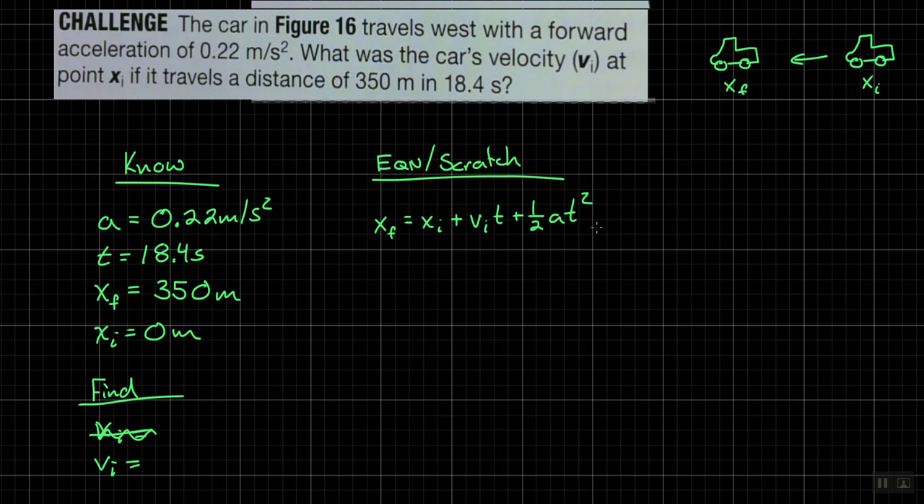As I look at this, I want to subtract some stuff first. Can I subtract x sub I from each side? And then at the same time, can I subtract 1/2 a t squared? That means this will be gone and this will be gone once I do this. Let's just see what shakes out. So on our next line, it looks like x sub f minus x sub I minus 1/2 a t squared equals v sub I t.